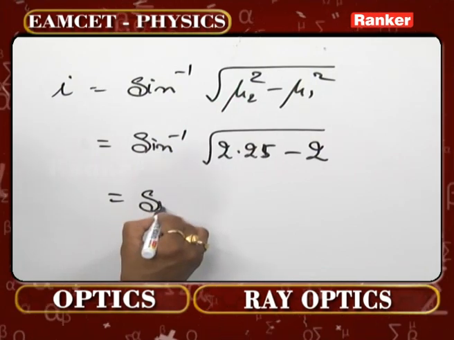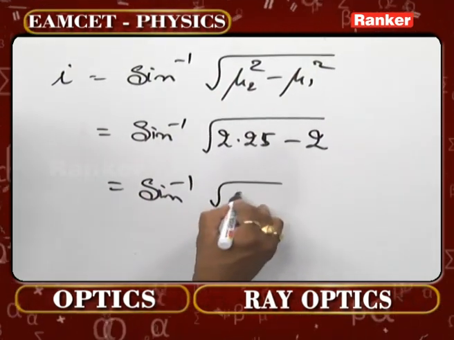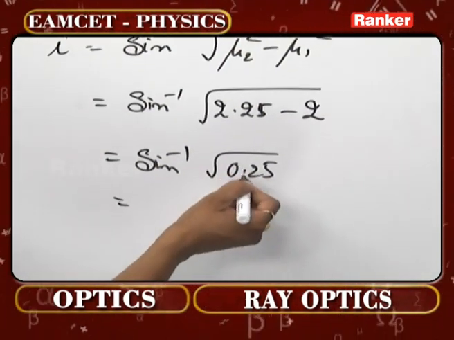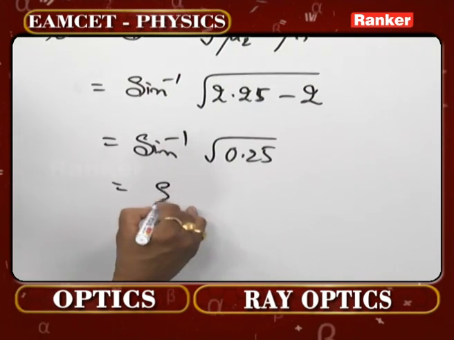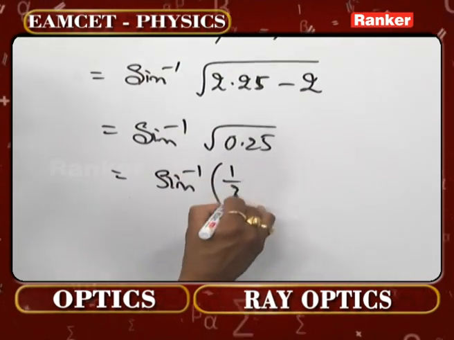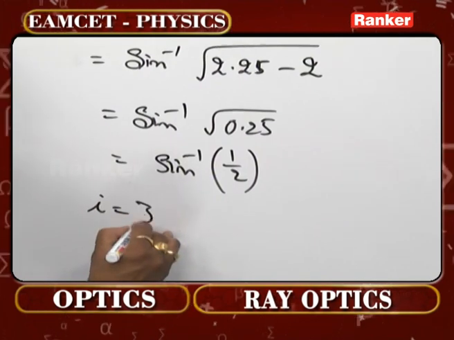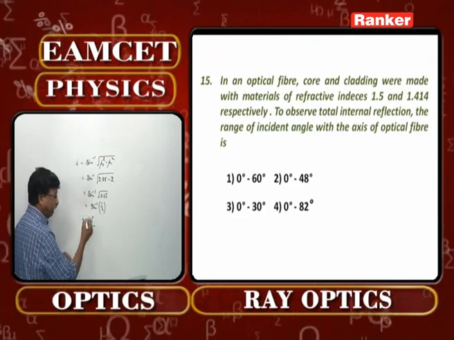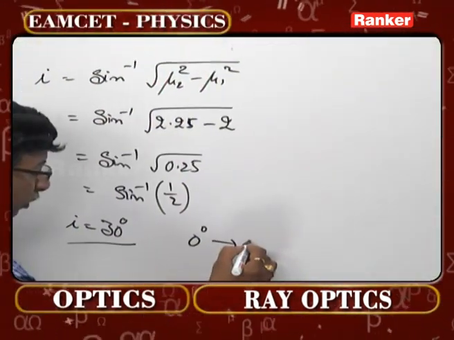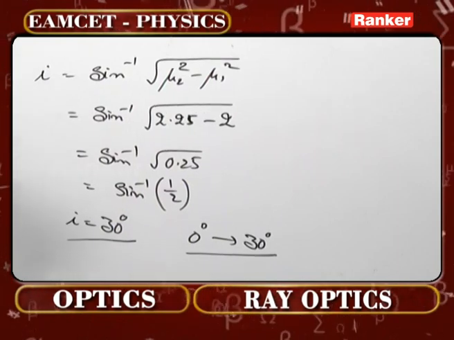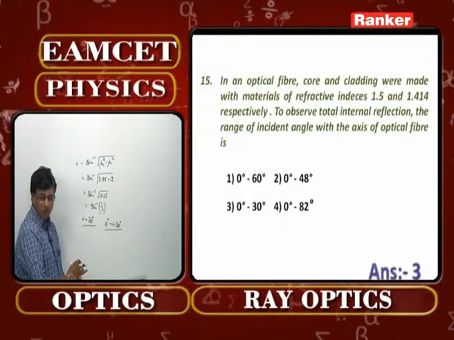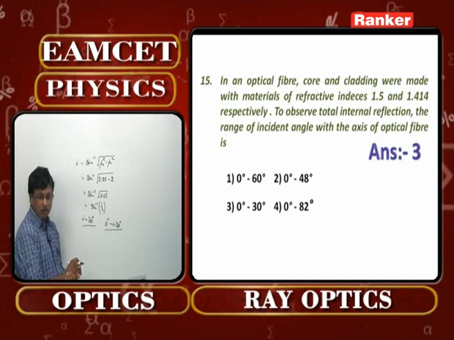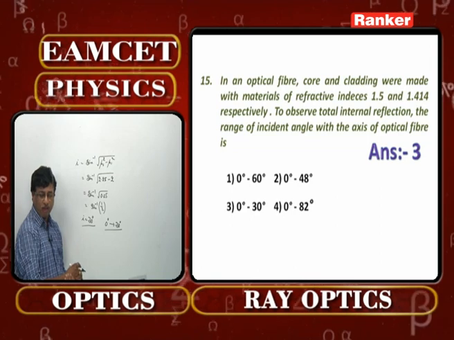So you can get directly sine inverse root of 0.25. 0.25 will be how much? 0.5 under root 2. 0.25 means that is 0.5. So sine inverse half, that of course you can understand I should be 30 degrees over here. Look at this value. He is asking you the range. Therefore, it should be between 0 and 30 degrees. Look at that option 3 please. 0 to 30 has given you. So third option is going to be the correct option for this particular problem number 15. Look at the next one please.